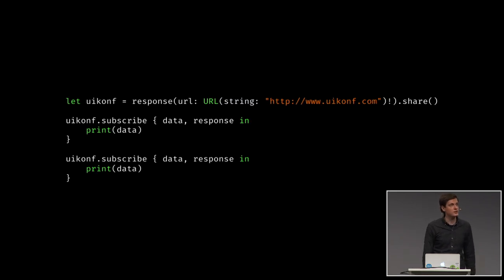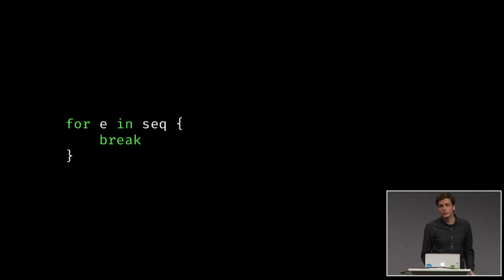So now we can add the share operator to the UIKonf observable. Subscribe twice, and actually just one network request is being executed. So we've seen how we can create observables and subscribe to them and have operators. But now let's look at how we can stop subscribing or indicate that we have had enough. And with regular sequences, it's pretty easy. You just break out of a for loop.